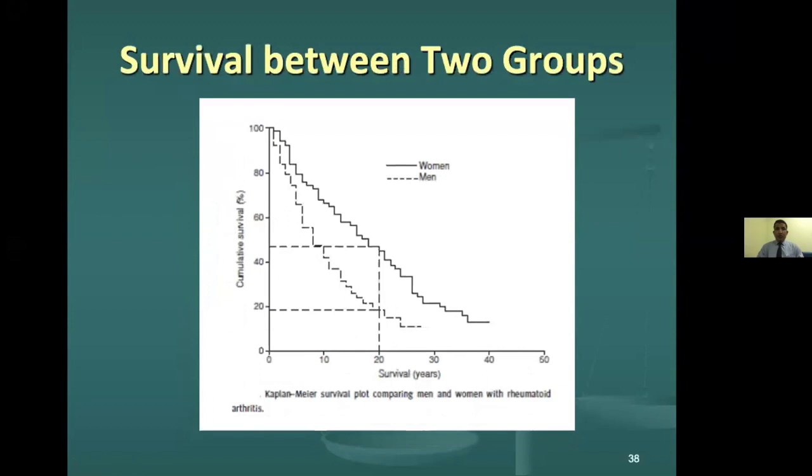If you want to compare the survival between two groups of patients, you can still use the Kaplan-Meier curve. This curve was again for rheumatoid arthritis patients, but they were comparing men and women. Women have the solid line, men have the dotted line. See, at the end of 10 years, at the end of 20 years, significantly more men die compared to women. But okay, we cannot say significantly. It seems like that, but we use a test which is called the log rank test. And if the p-value, again our beautiful p-value, is less than 0.05, we can say with confidence that the survival between men and women is statistically different and women survive longer.